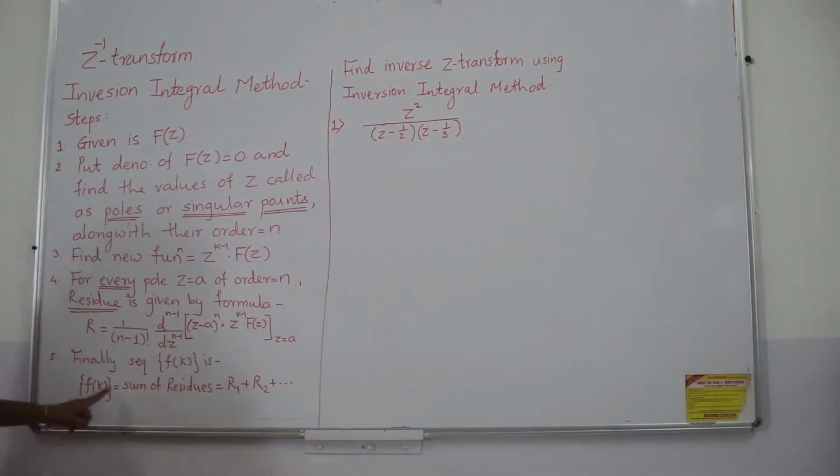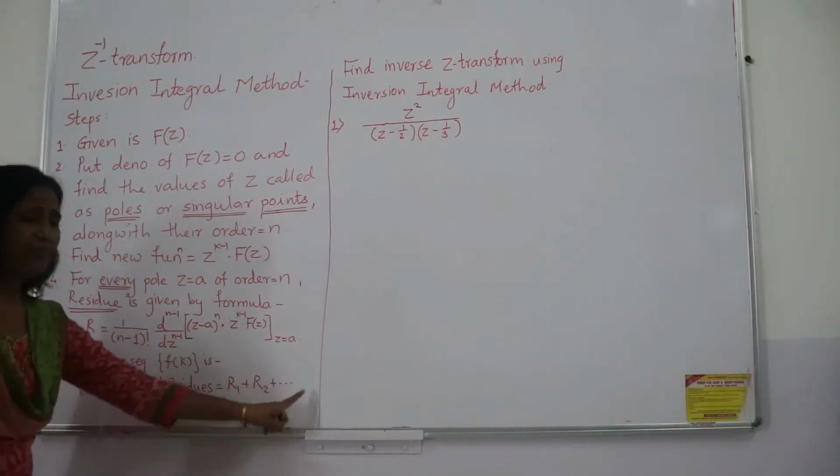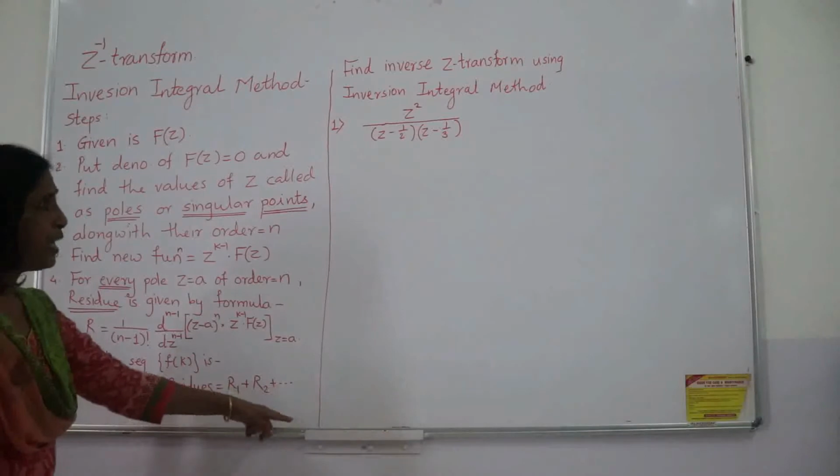And f(k) is calculated as the sum of the residues, that is r1 plus r2 plus and so on. However many residues you have, that many residues are to be added here.